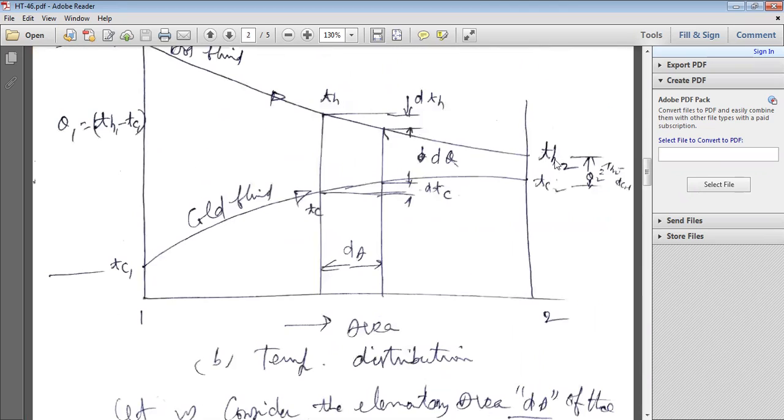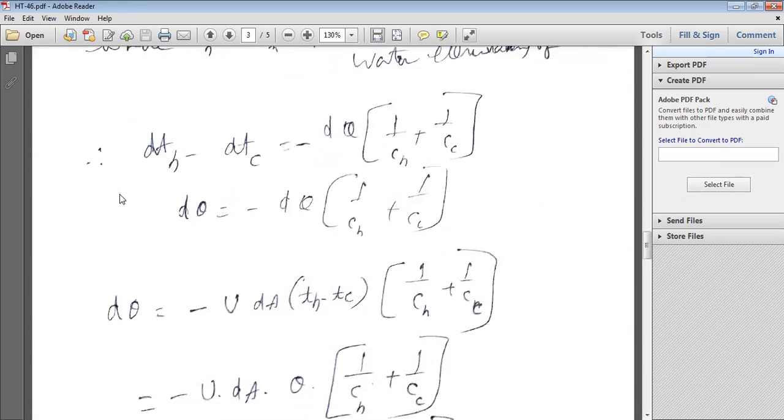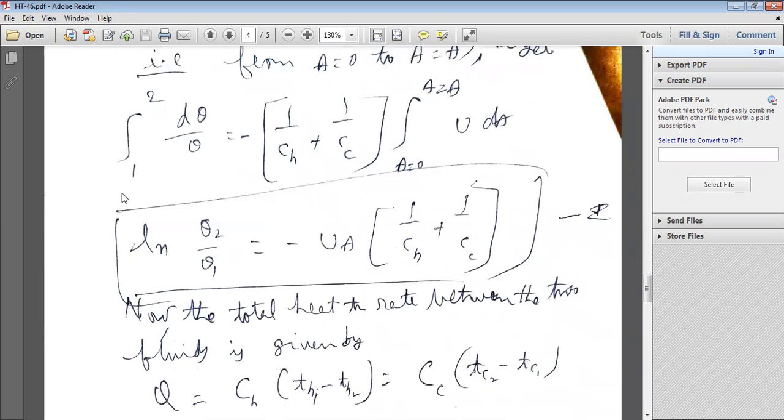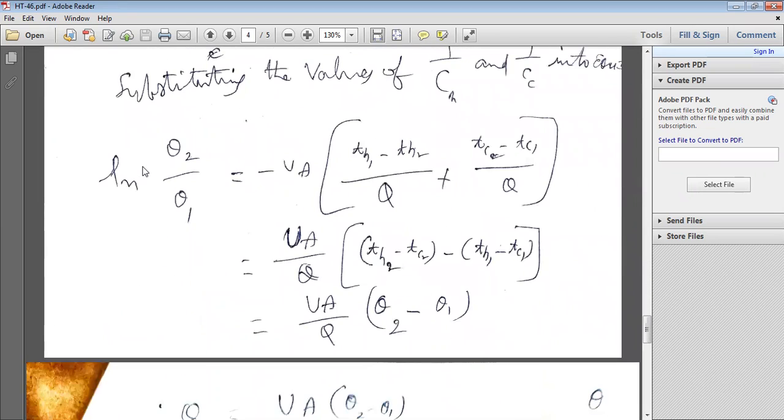Here, TH2 minus TC2, what is TH2 minus TC2? Theta 2. And TH1 minus TC1, theta 1. That's why we substitute those values here. That's why UA by Q into (TH2 minus TC2, theta 2) minus (TH1 minus TC1, theta 1).